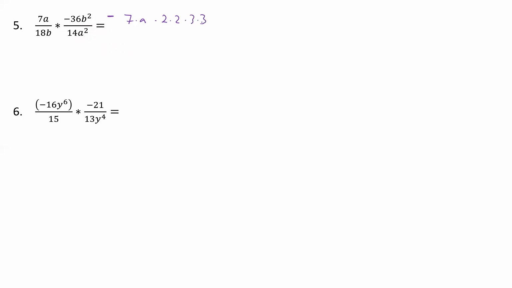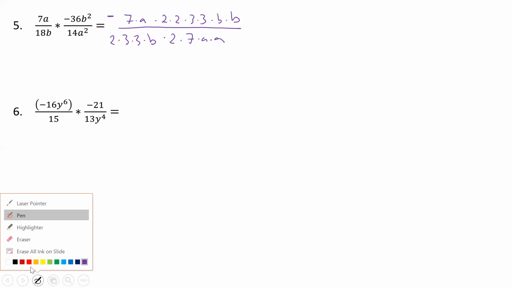That's 6 times 6 times b times b. And then 18, that's 2 times 9, so 2 times 3 times 3 times b times 2 times 7 times a, because 14 is 2 times 7. So I think we have everything cancel or spread out.